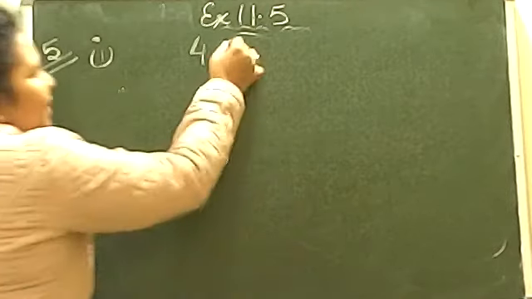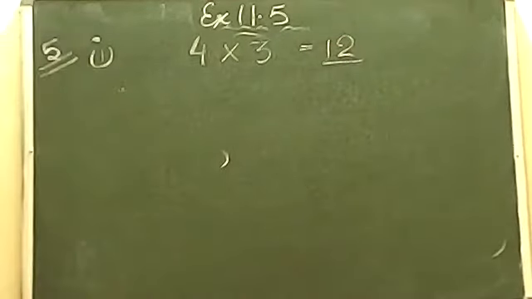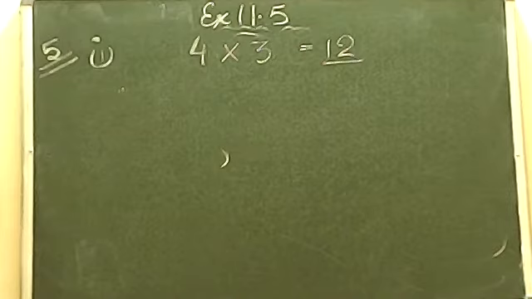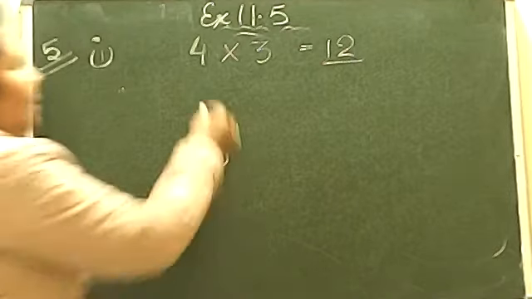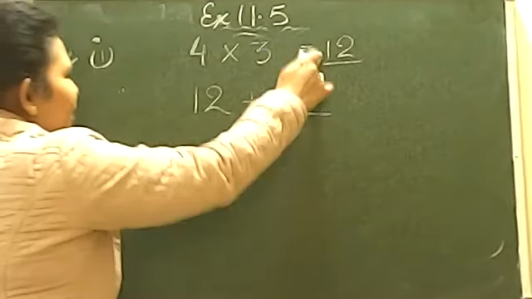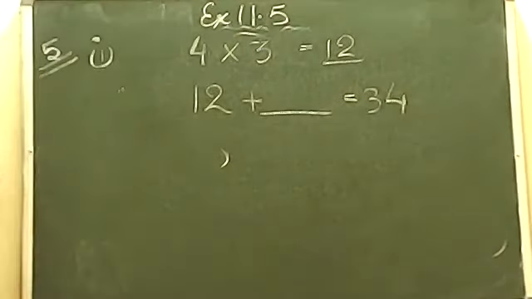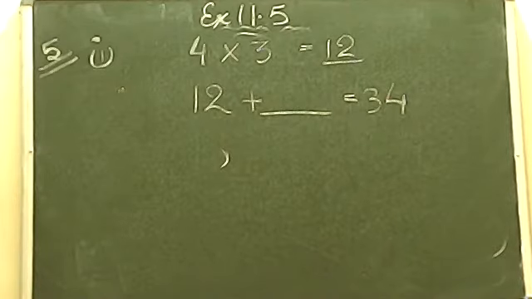Thrice means multiply by 3. And when you multiply by 3, you get 12. Then it is telling add the count to me to get exactly 34. It means 12 में एक ऐसा number add करिए कि आपको answer मिलना चाहिए 34. Now you tell me which number to be added with 12 to get 34. Tell me faster. Yes, Sanat, you are right.